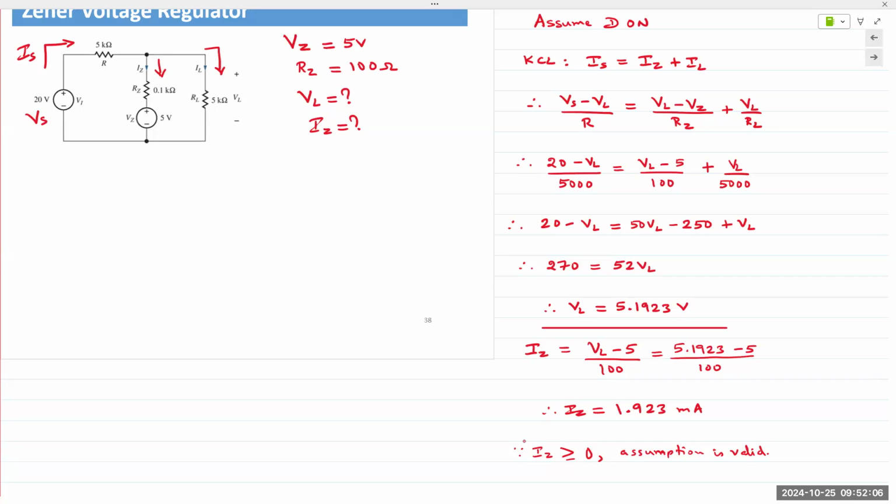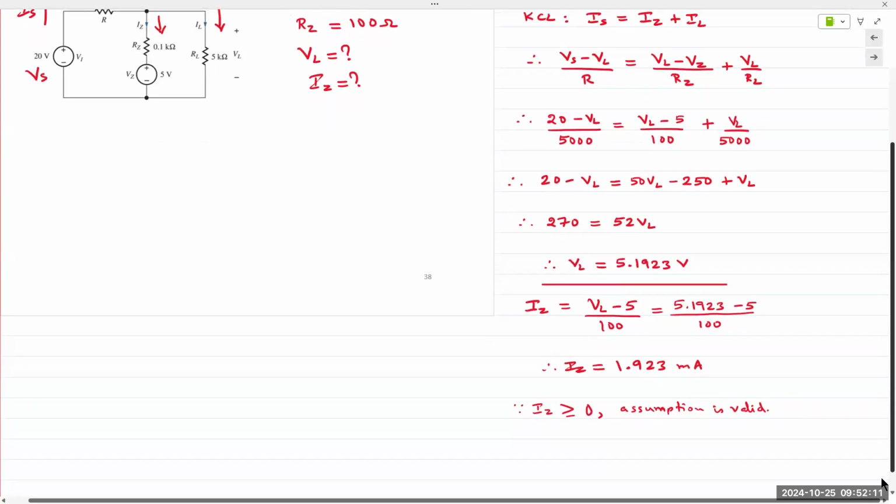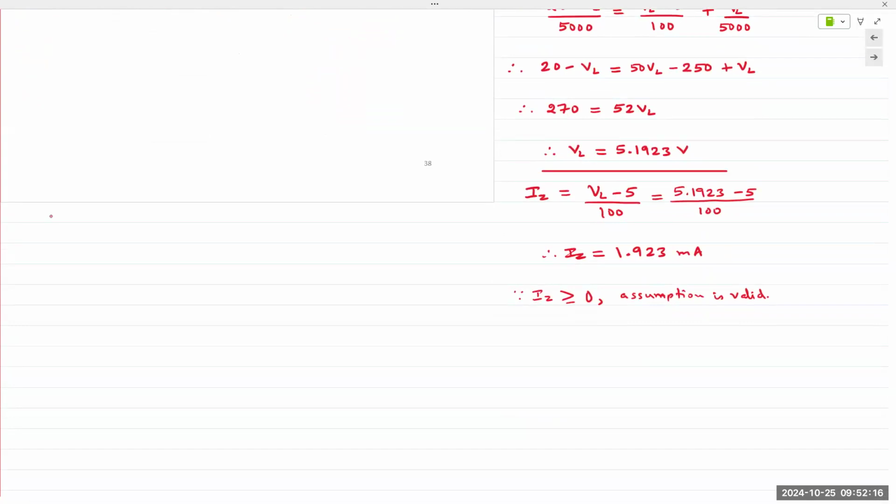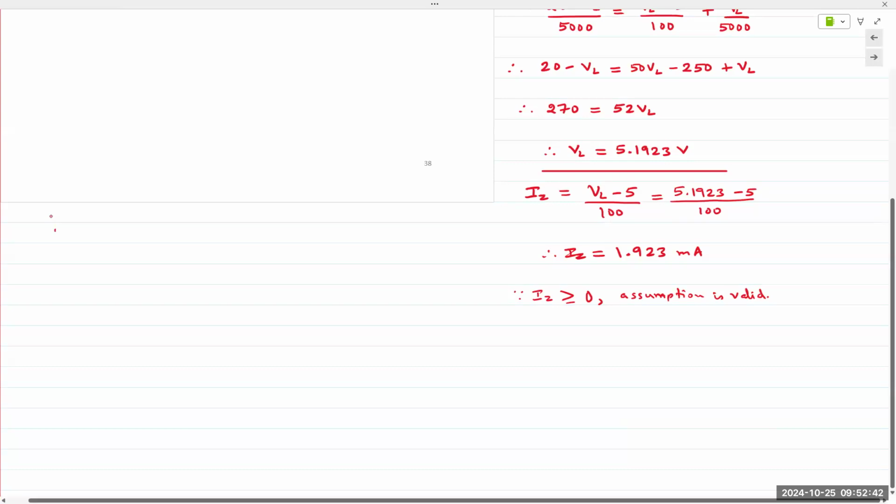Okay. All right, so we're talking about regulation. I want to bring in two parameters to describe regulation. Regulation can be of two kinds, load and line. Load regulation basically means how well is the Zener diode able to hold the output voltage constant if the load resistor changes. And line regulation is how effectively can the Zener diode regulate the output voltage as a function of the input line voltage.